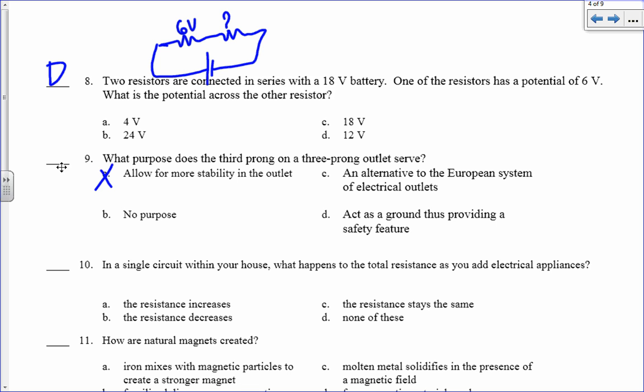What's the purpose of the third prong on a 3-prong outlet? Not stability. It does have a purpose. Not an alternative. It acts as a ground, providing an alternate path for electricity to flow.